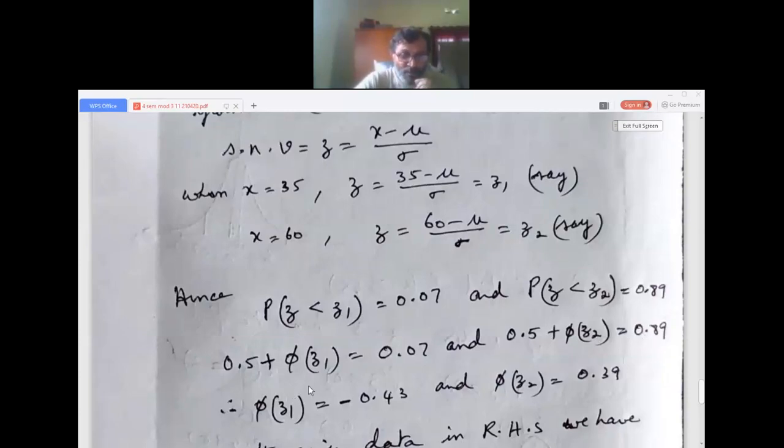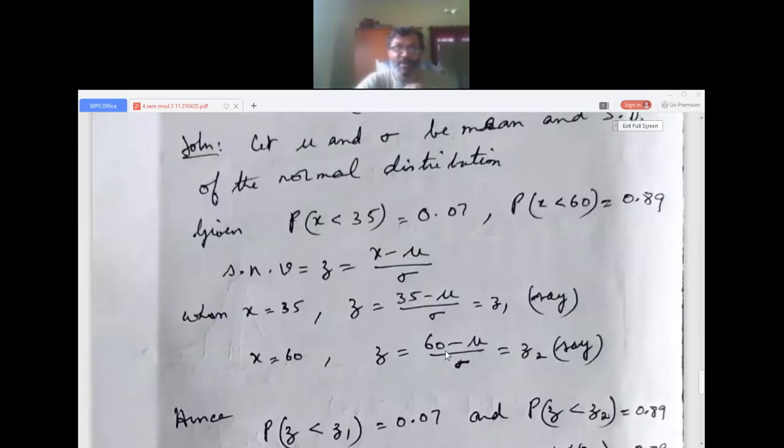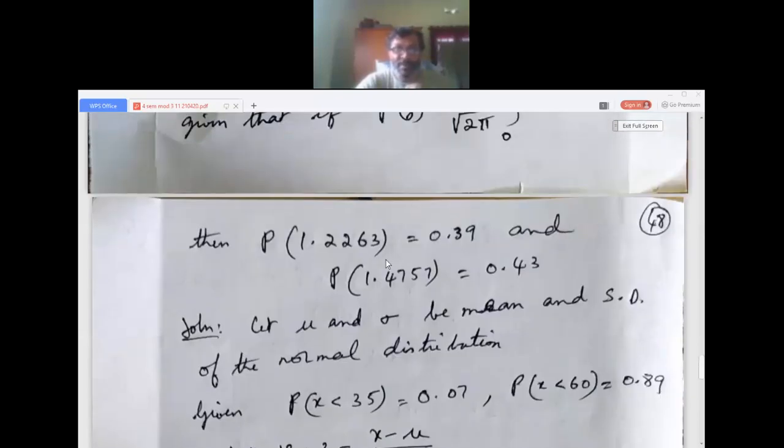From this find phi of Z1, that is 0.07 minus 0.5. Oh, so 0.5 is bigger, so we'll get minus 0.43. Here phi of Z2 is 0.89 minus 0.5, that is 0.39. Now using the given data in the right hand side, that is, in the question they have given P of 1.2263 is 0.39, P of 1.4757 is 0.43.